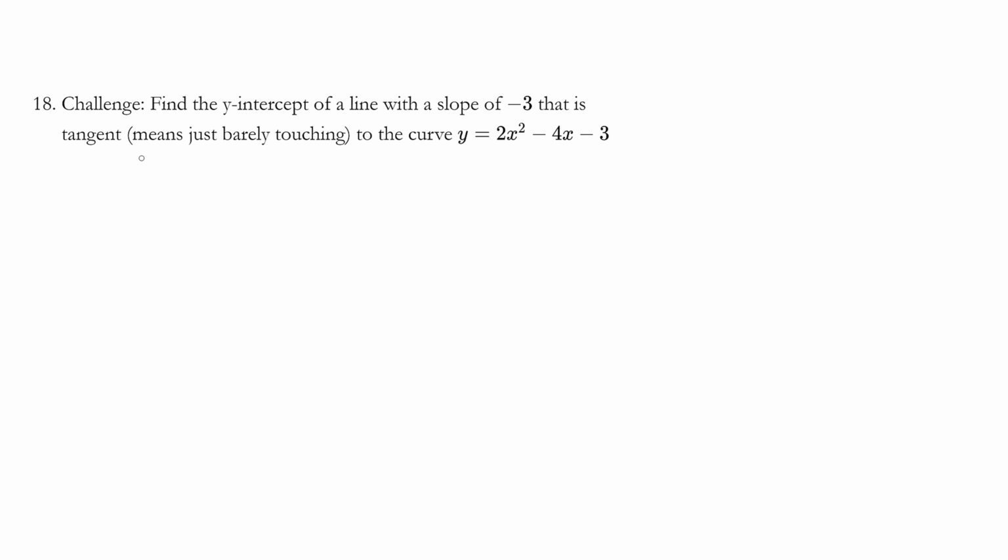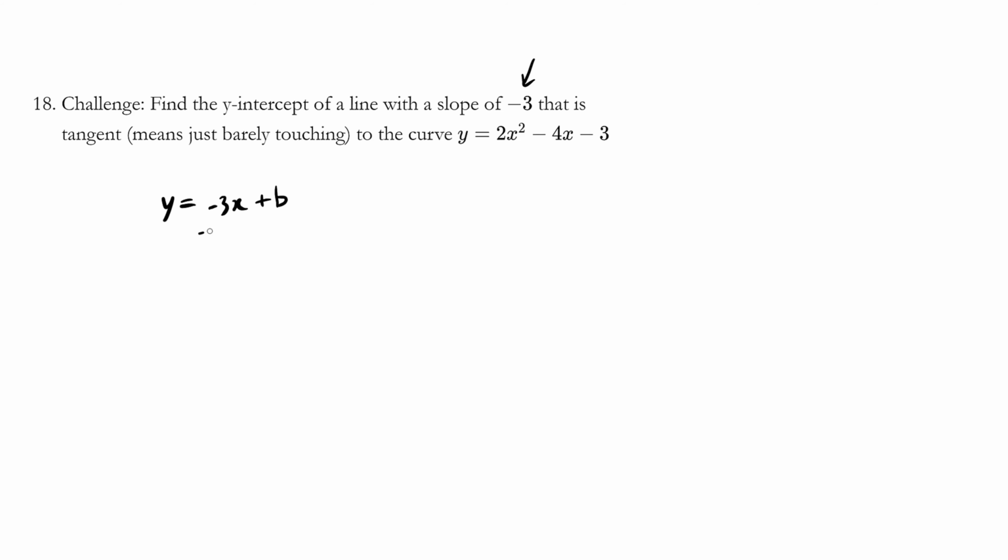Let's try another challenge question for enrichment. We're trying to find the y-intercept of a line with a slope of -3. So what we have here is the line y equals mx plus b. We don't know what b is, but we do know what the slope is. The slope is given as -3.